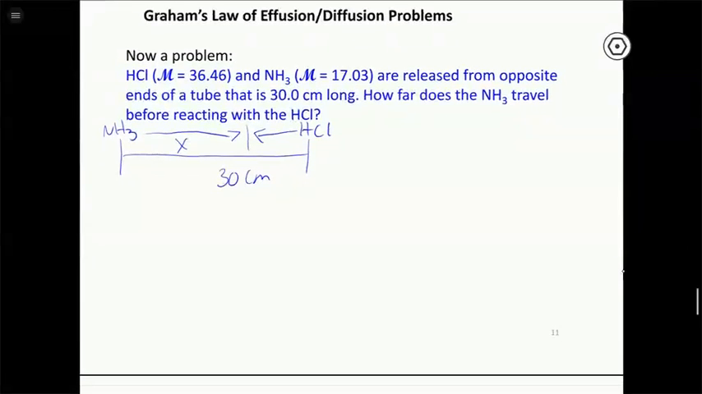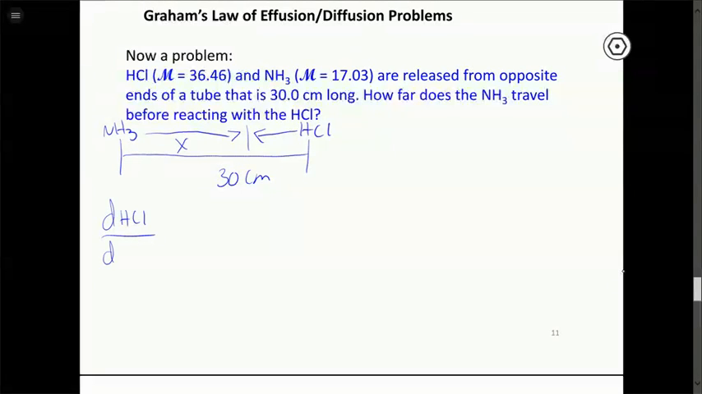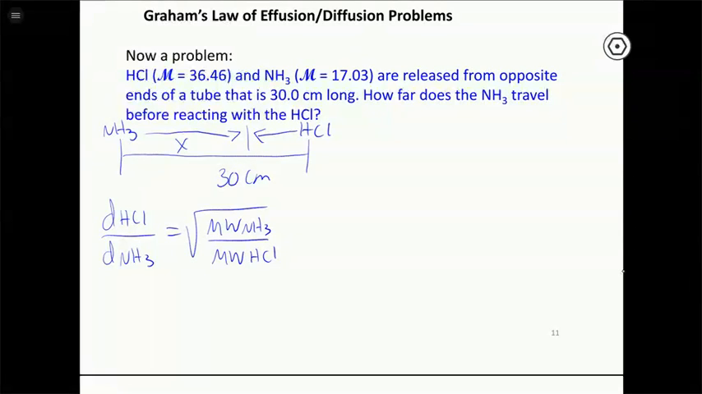So what we should realize from Graham's law of effusion or diffusion is that we have this equation in terms of distance that I introduced. The distance that HCl travels divided by the distance that ammonia travels is equal to the inverse of the square root of the ratio of their molar masses, so the molar mass of NH3 divided by HCl. That's the Graham's law equation in terms of distance, which is exactly the same form as the rate equation, the standard form. So we can put numbers in here.